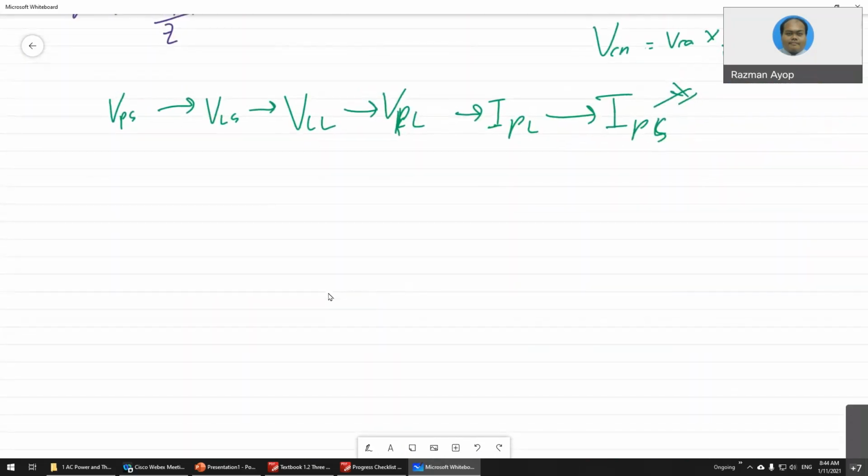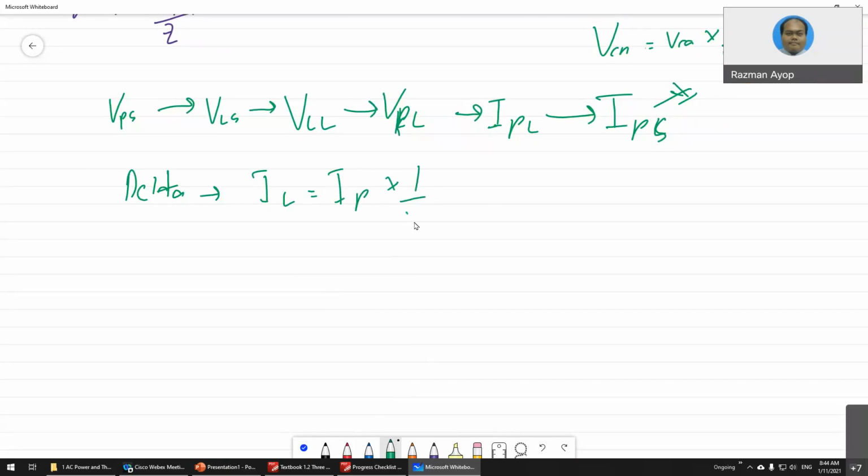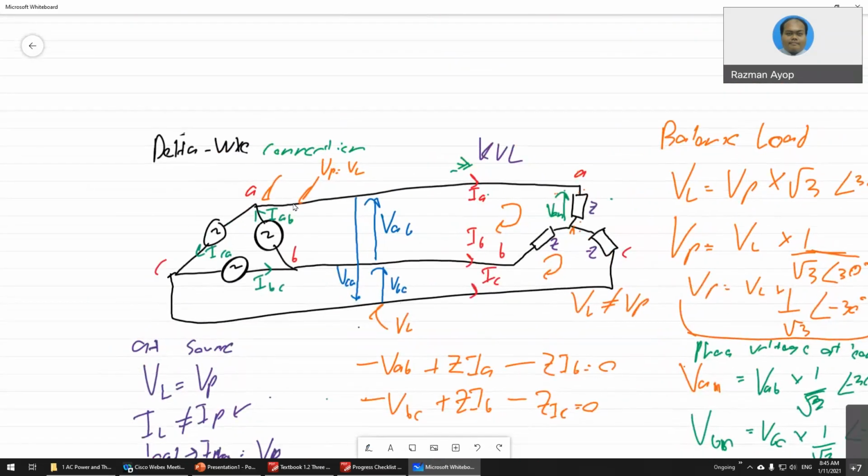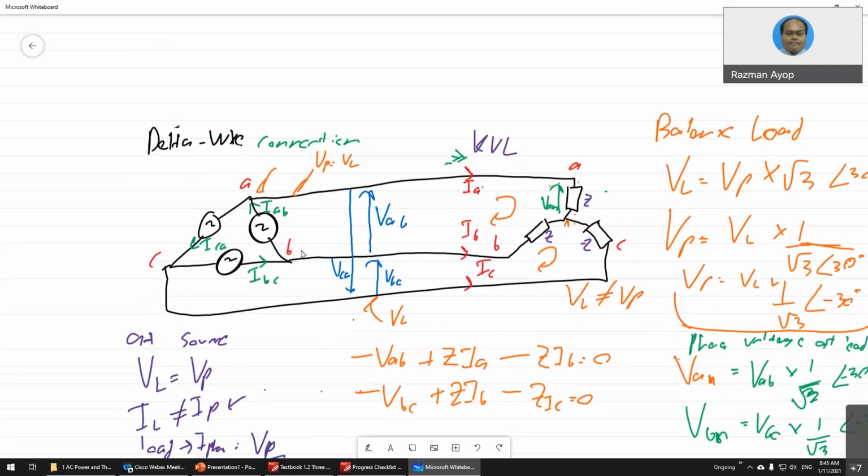But because this is a balanced load, remember the formula for delta. I line equals I phase multiplied by 1 over square root 3 angle negative 30 degrees. This is the general formula for balanced load only. I repeat, this one is for balanced load only. So you can see here you already find the line current. Now you have to find the phase current.